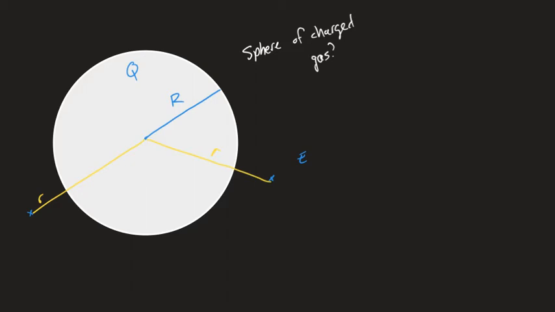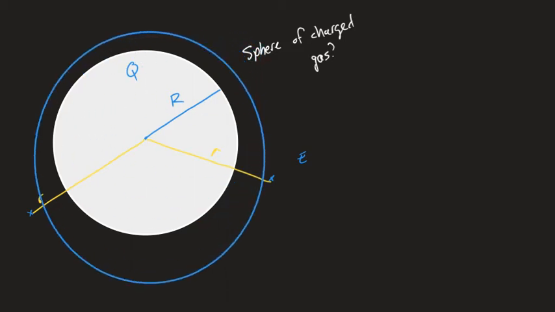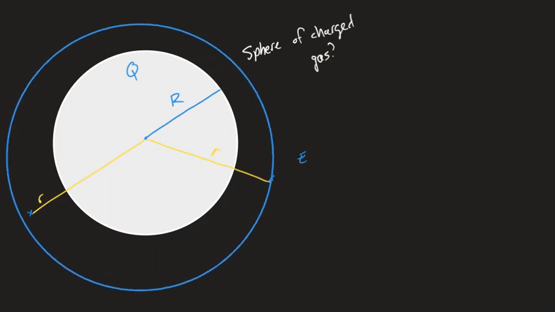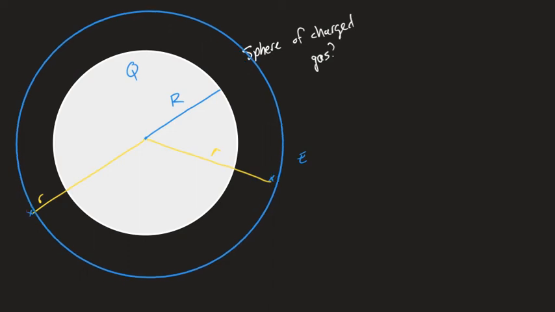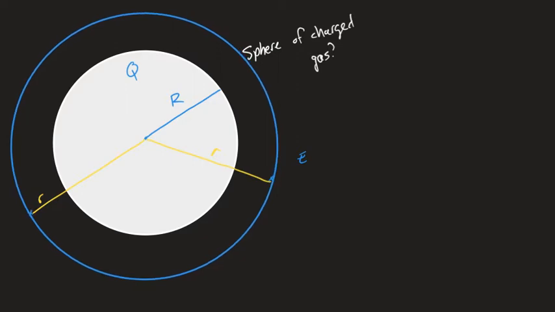Well, let's try using a spherical charge distribution, spherical Gaussian surface centered around my charged sphere. Is that okay? All right. To do this, we're going to use all the same things we talked about. We're going to talk about the charge enclosed and the flux.